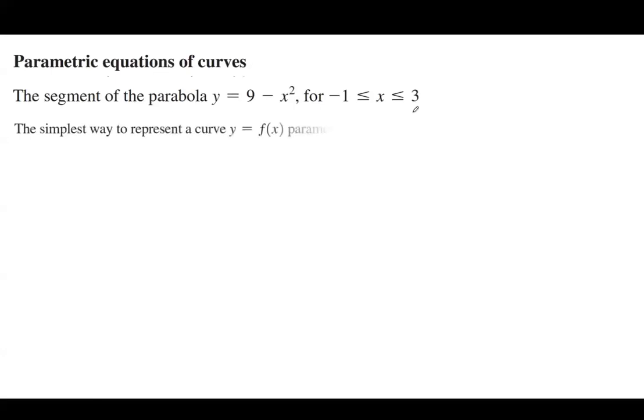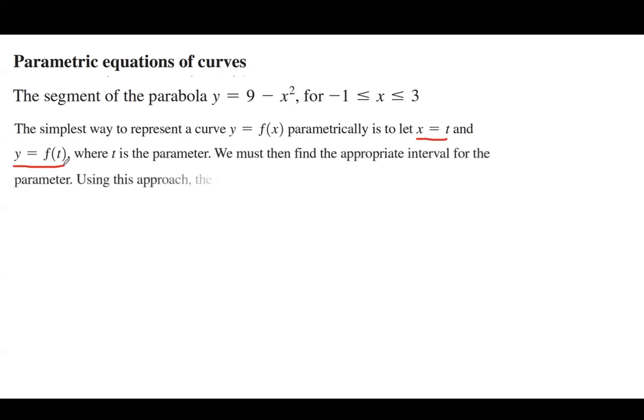Our next topic is about parametric equations of curves. Consider the segment of the parabola y = 9 - x squared, when x is between -1 and 3 inclusive. How do we represent this using parametric equations? The simplest way to represent a curve like y = f(x) parametrically is to set x equal to t, so your y becomes f(t).